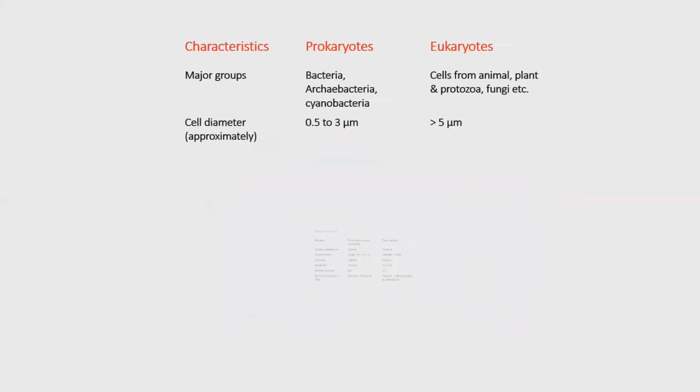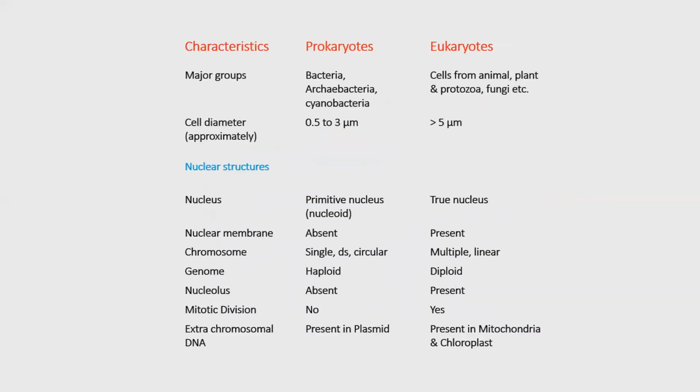To summarize the difference between the prokaryote and eukaryote, we're not going to spend a lot of time on it. The prokaryotes are bacteria, mainly archaea or cyanobacteria, and all other cells that we know, like animal and plants, are eukaryotes. The size of eukaryotes is bigger. The nucleus is primitive in prokaryotes, whereas ours is a true nucleus. We're sort of obsessive and narcissist like that. We call ourselves true, and everything else is just primitive.